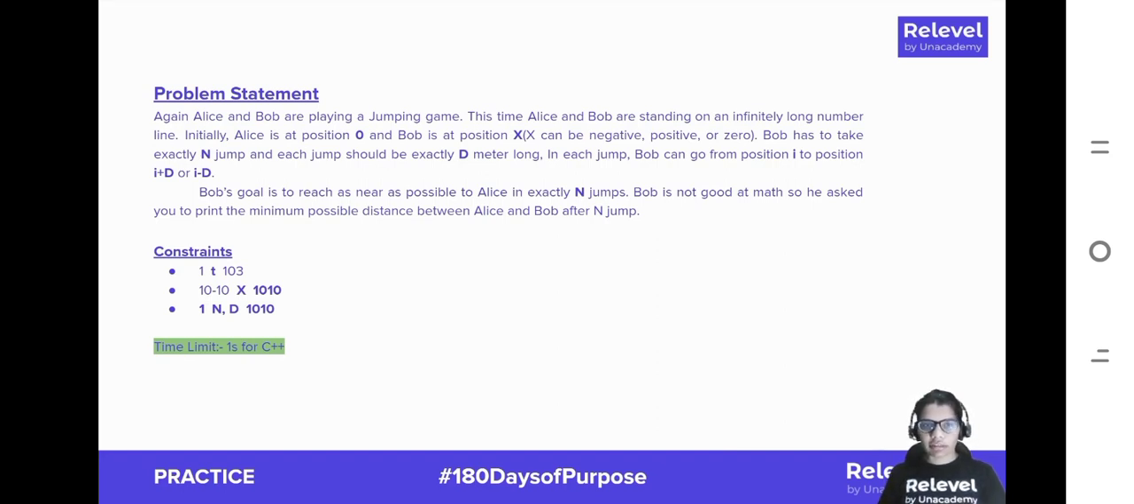Let's see what the constraints are here. The value of the test cases would be 1 to 10 raised to the power 5. Your x can vary from minus 10 raised to the power 10 to 10 raised to the power 10. Next is your n and d, which can vary from 1 to 10 raised to the power 10.